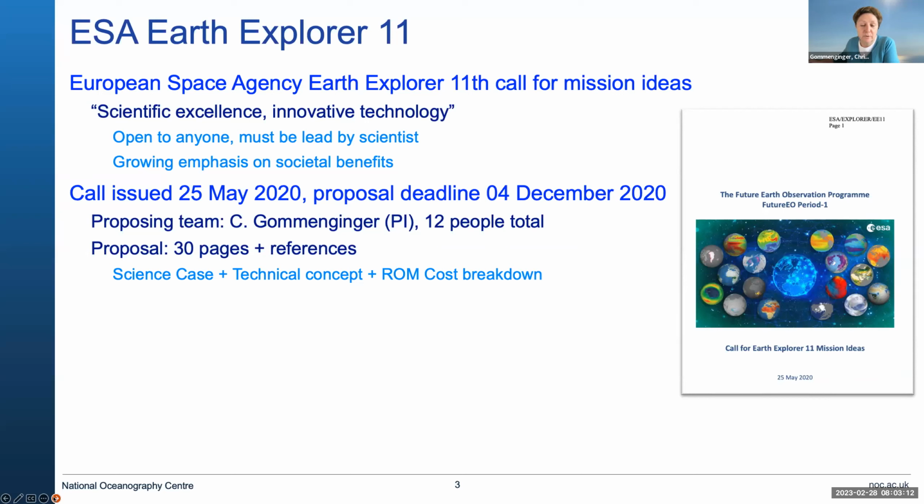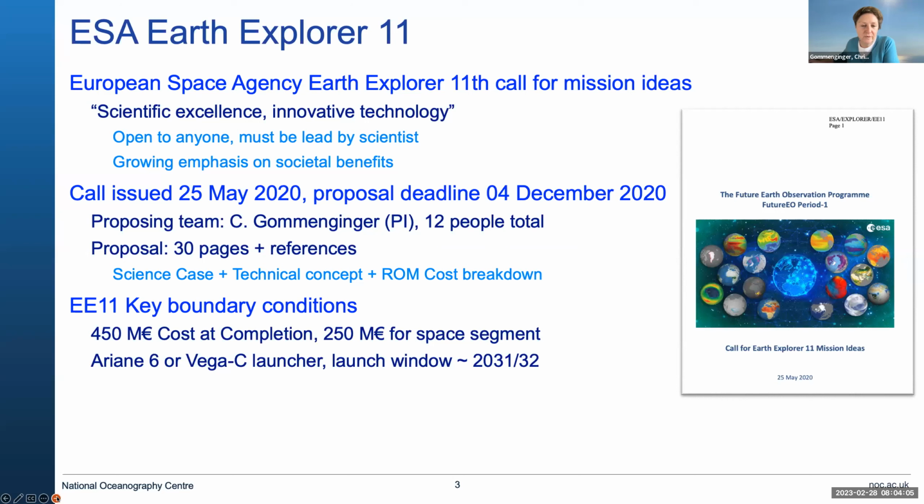It's open to anyone, but it must be led by a scientist. And increasingly, it's not just about the science, but also about the societal benefits of the mission and the data it provides. So Earth Explorer 11 specifically, the call came out in May 2020 with a deadline of 4th of December 2020, quite a while ago now. I proposed SEASTAR to Earth Explorer 11, accompanied by a group of co-investigators, some of whom are actually on the call today. The proposal altogether wasn't huge, a maximum of 30 pages with references, outlining essentially the science case, technical concept, and giving a rough order of magnitude cost for it.